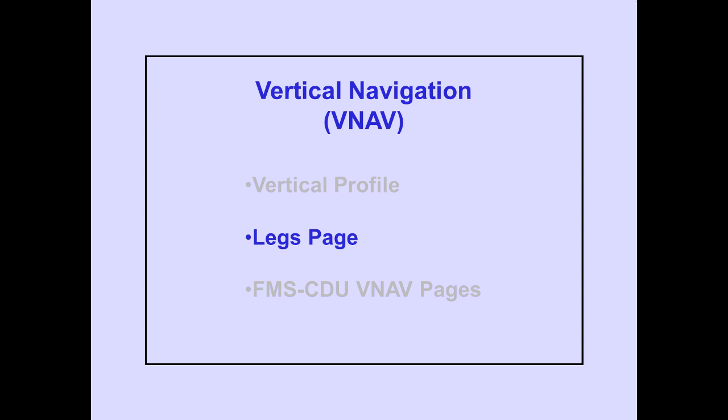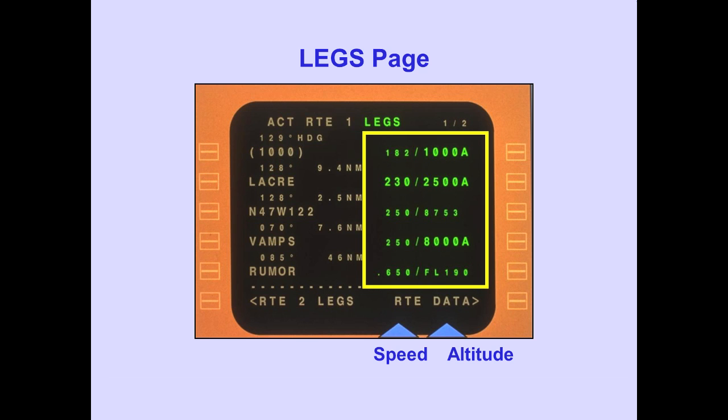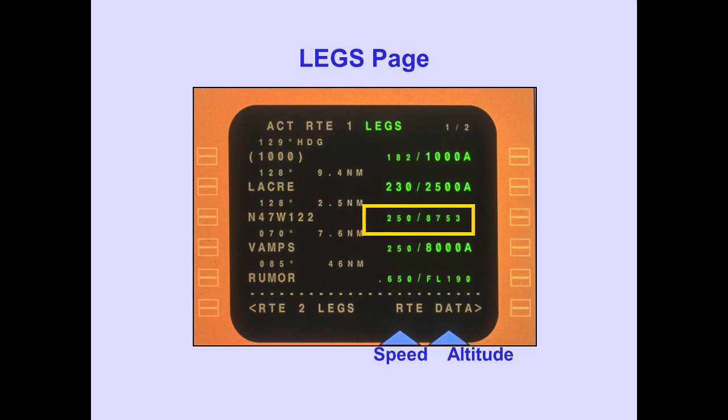Now, let's look at the legs page. The legs page contains VNAV values. Speed and altitude are displayed on the right side of the page. A slash mark separates the speed and altitude. The speed is an indicated airspeed or Mach value, and altitudes are in feet or flight level. Predicted values of speed and altitude are displayed in small font. These are speeds and altitudes where waypoints are crossed.